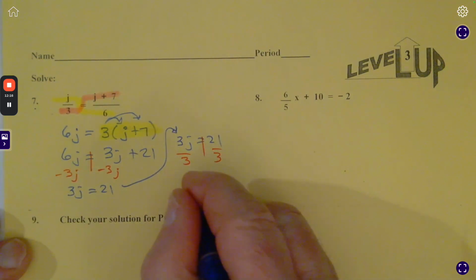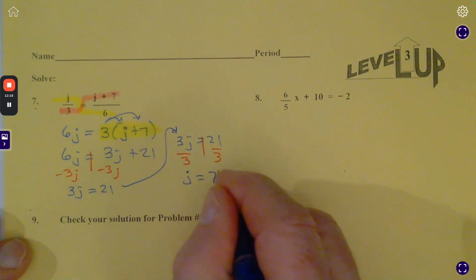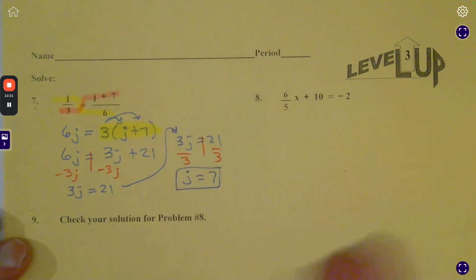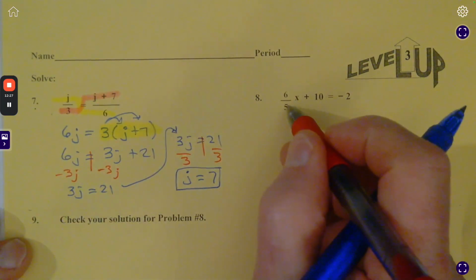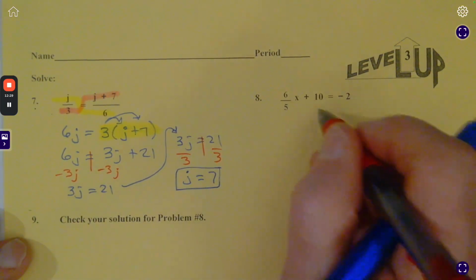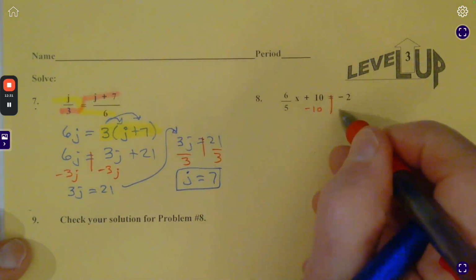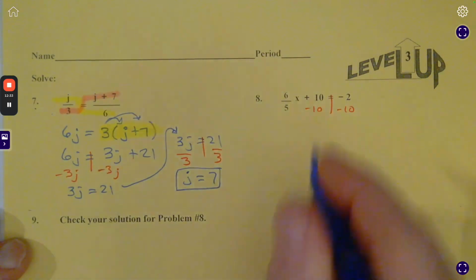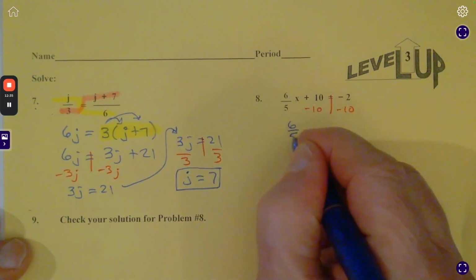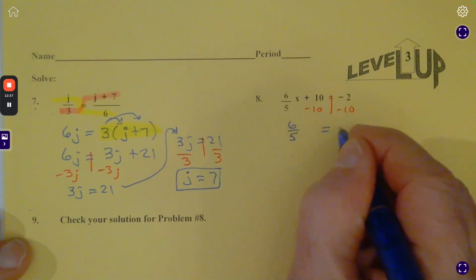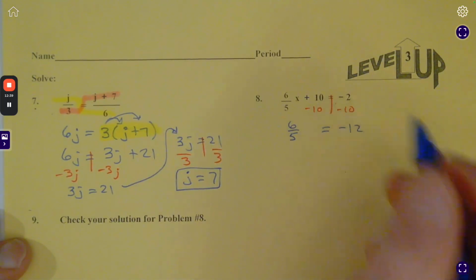At this point, this should be getting easier, and that's the goal. As you keep doing it, it gets easier. Don't let number 8 scare you. It's all right. Variable term, constant term, constant term. Move this constant term over. You get 6 divided by 5. That goes to 0, equals negative 12 when you combine those.